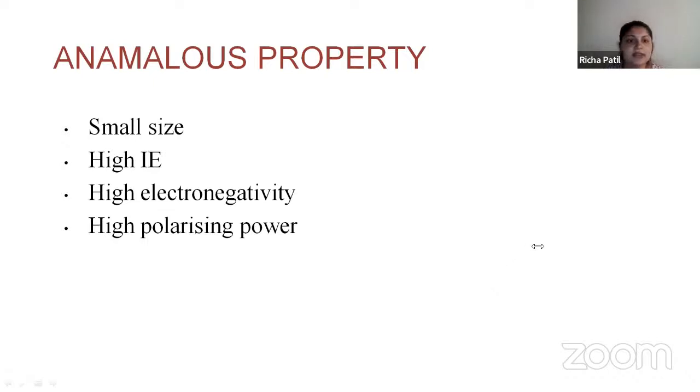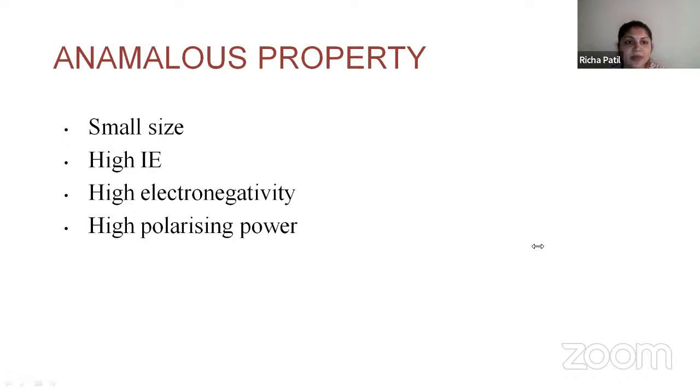So it is lithium, and in the case of group 2, it is beryllium. Beryllium and lithium show some differences. Anomalous properties means they will show some different properties as compared to the other elements of that particular group.